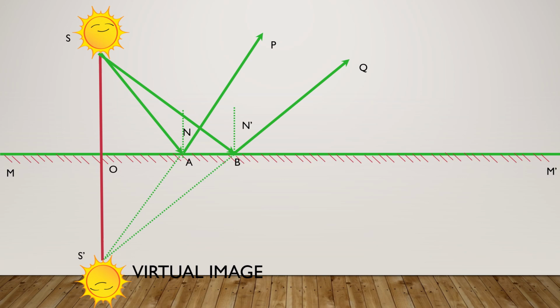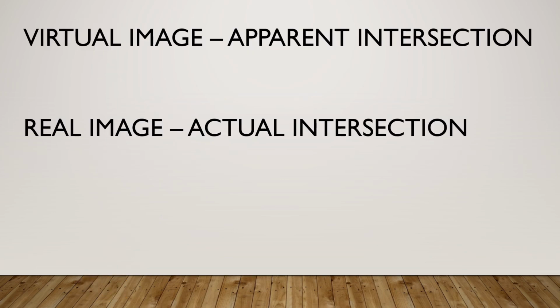So the virtual image formed here is formed by the apparent intersection of the reflected rays. Then what about a real image? A real image will be formed by the actual intersection of the reflected rays. This we'll see in our spherical mirrors, both convex and concave mirrors. There we'll discuss real images. Got the point? A virtual image is formed by apparent intersection, that is not real intersection. Real images are formed by actual intersection, that is real intersection.